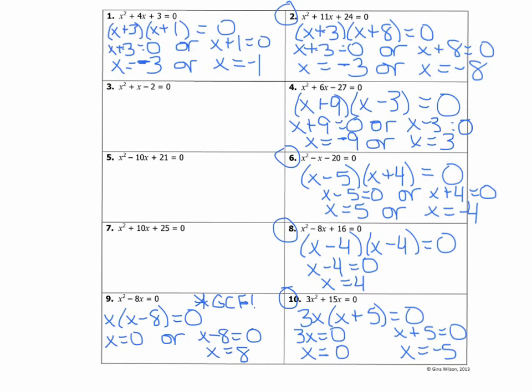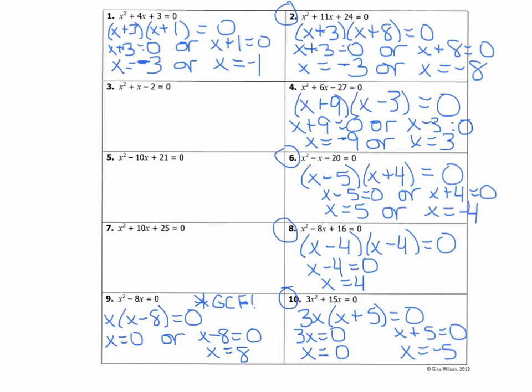Okay, I got x equals negative 3 or x equals negative 8 on number 2. I got x equals 5 or x equals negative 4 on number 6. Both of those were pretty straightforward. Number 8's a little different. Notice you got the same factor. So the only solution to this is 4.